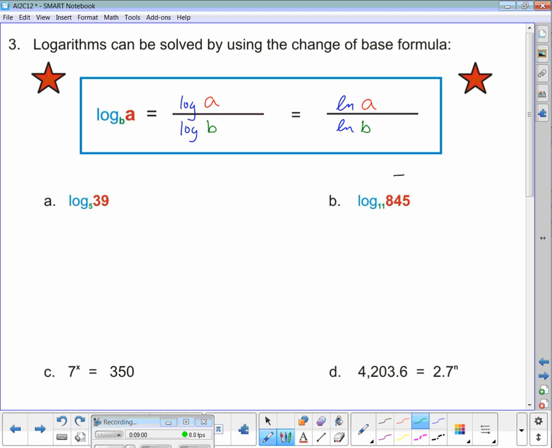All right, so a here, you're just punching it out. It's really easy. Again, I like the natural log. And you're just doing the natural log of 39 over the natural log of 5. Go ahead and punch that out and see what you get. Andrew, what do you got? 2.2763. Yep, 2.2763.